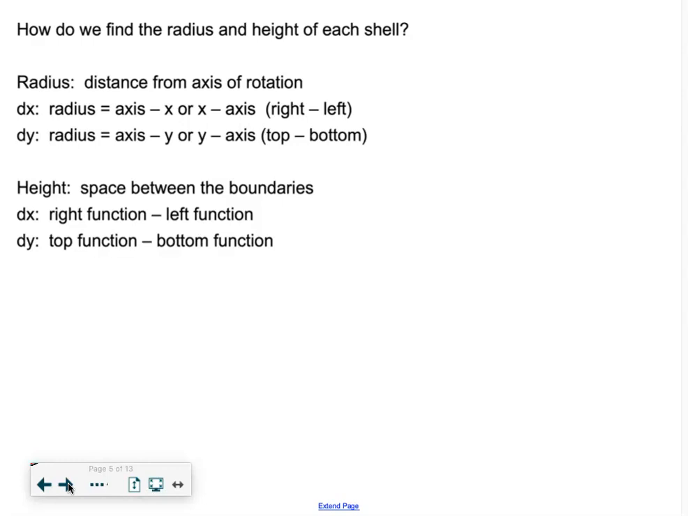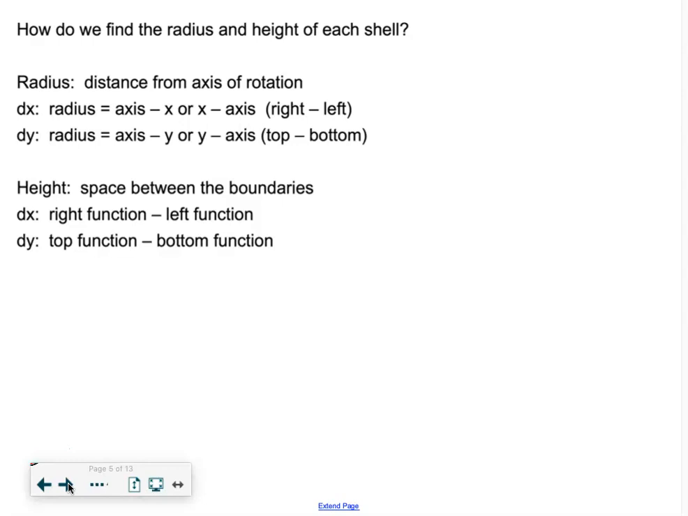tired. All right. Radius is always your axis minus the letter x, or x minus your axis. Or if for some crazy reason you're doing shell with a dy, which you could, then it's axis minus the letter y, or y minus your axis. Depends on what's on the right and what's on the left.